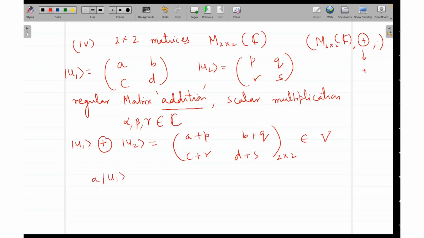Just a sec. Alpha U1 will be what? Alpha times A, alpha times B, alpha times C, alpha times D. Multiplication of a complex number with a complex number. Is it still going to be a complex number? Yes, sir. It will be a complex number all the time.